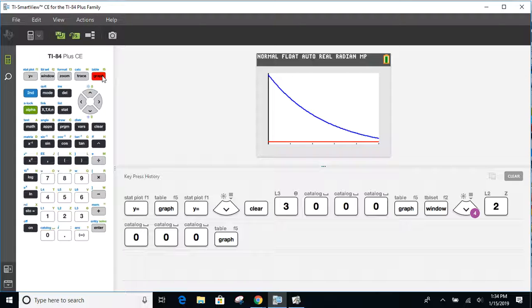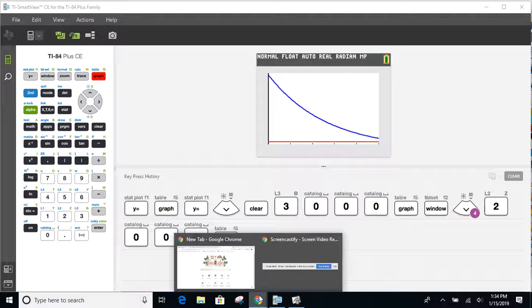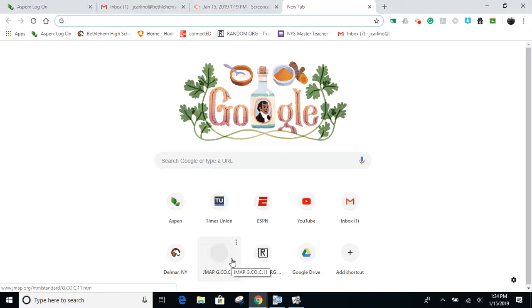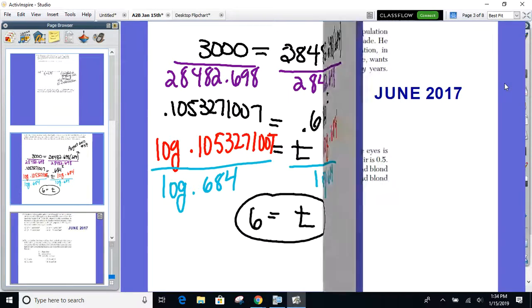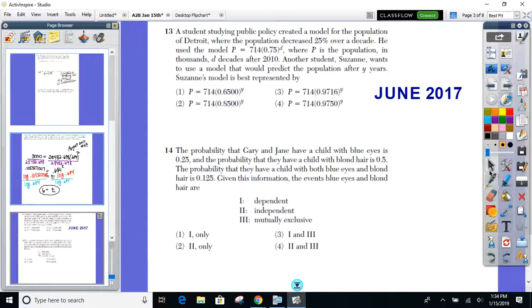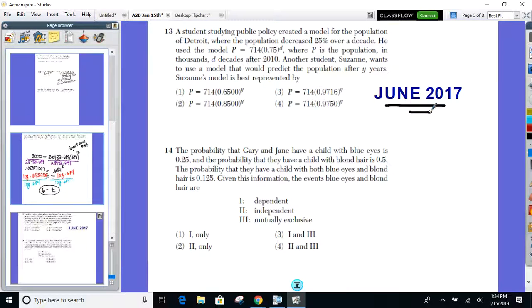All right, we're done with this. You can put this bad boy away until whenever you start your hardcore reviewing. And we're going to go to June 2017 now. Do a couple multiple choices with you. June 2017, number 13.